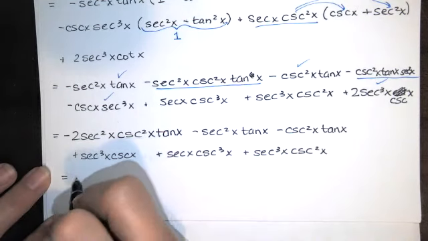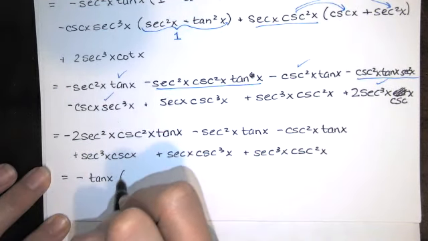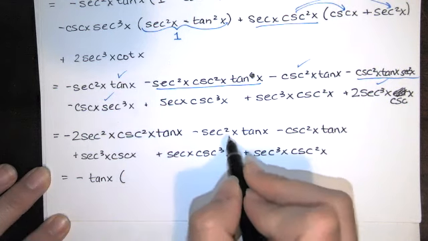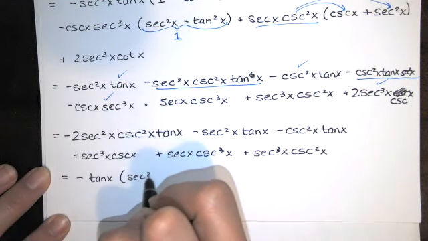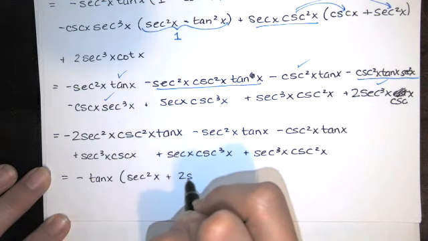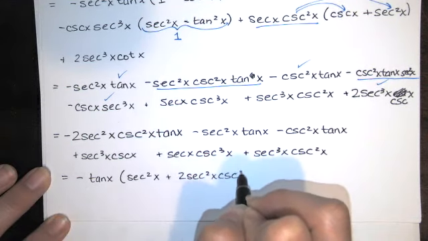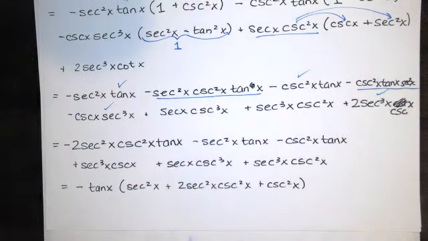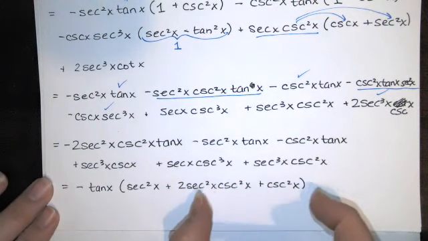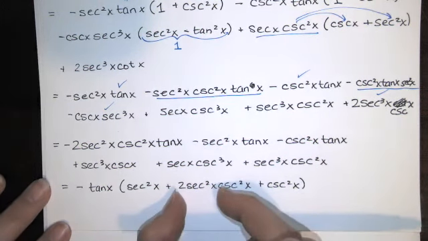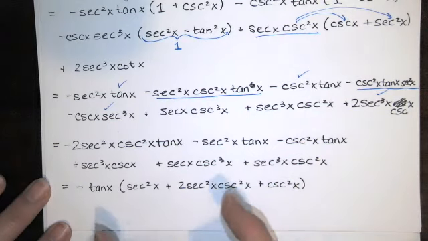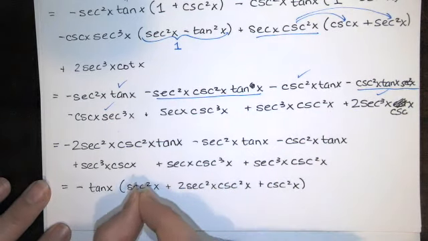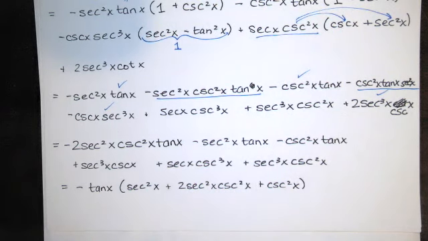So let's say we factored a negative tangent of x there. Then we would have, let's say, a positive secant squared x plus 2 of these plus 1 of those cosecant squareds. And you could factor out a cosecant squared from this, and you'd be left with 2 secant squared plus 1 times the cosecant squared, or you could factor out a secant squared from this, and then you'd have 1 plus 2 cosecant squared times the secant squared x. But I don't see how that will help us at all. It's not going to help anything reduce.